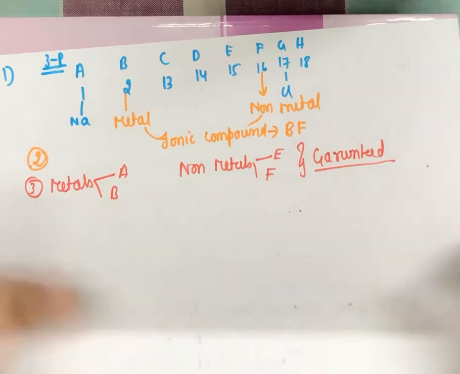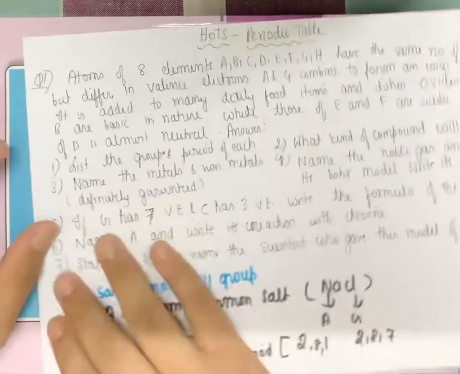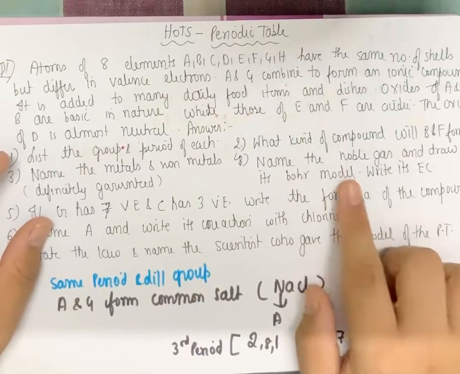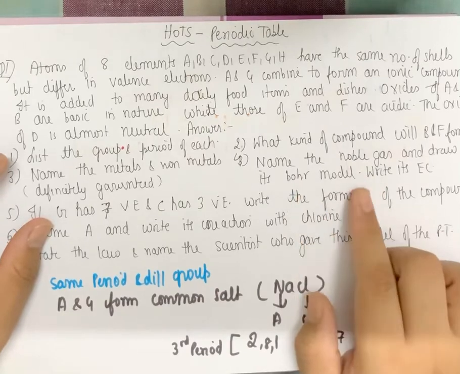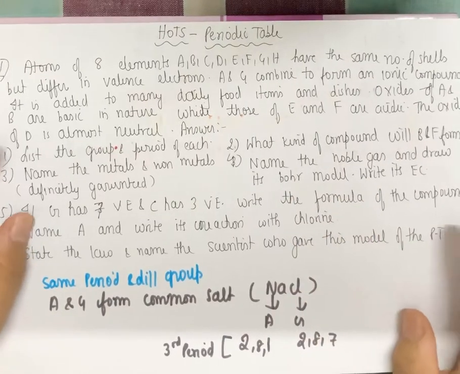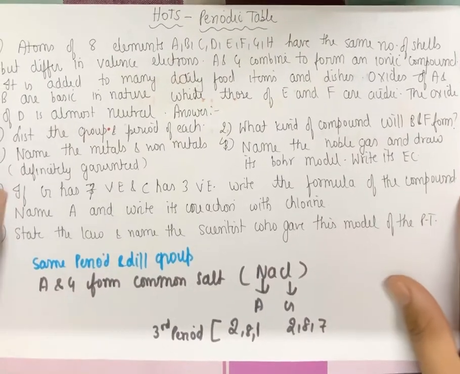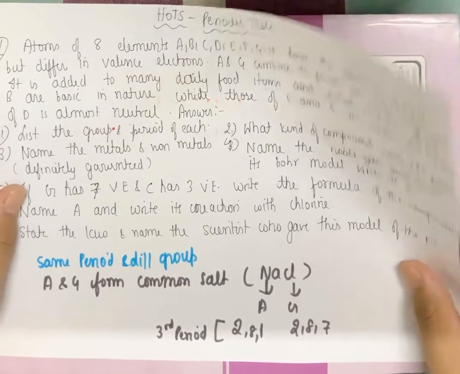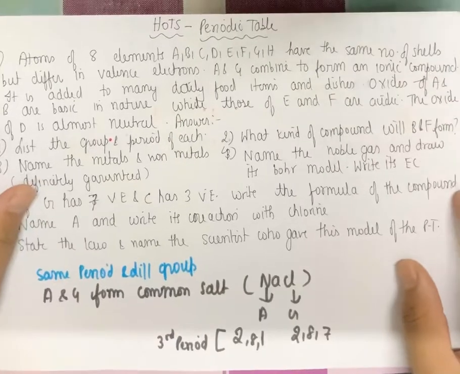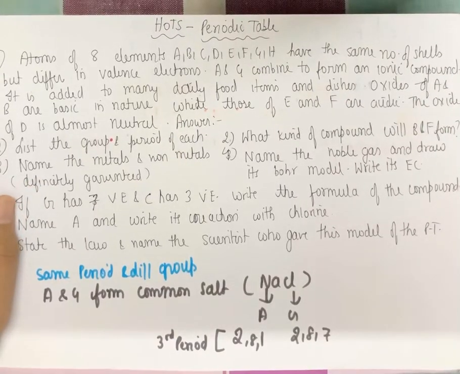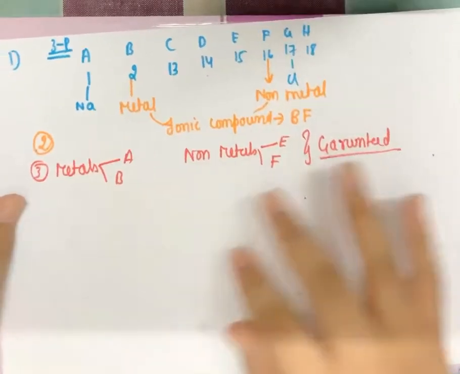Okay. Now next part, part number 4. Name the noble gas and draw its Bohr model. Write its EC. Now Bohr model is a part of class 9. So you must have learned this in class 9. So name the noble gas is the first thing. Now noble gas always is the last member of each group. So we can get the answer directly from here.